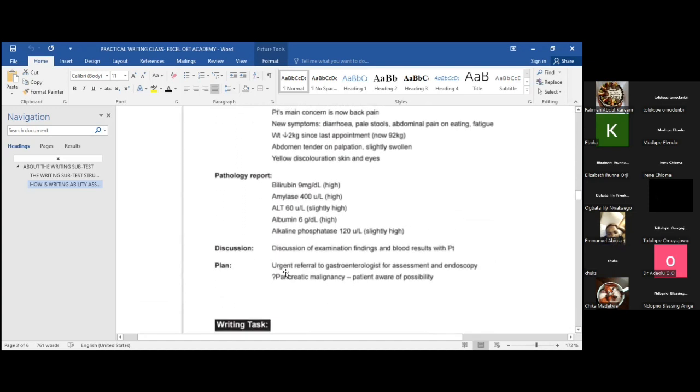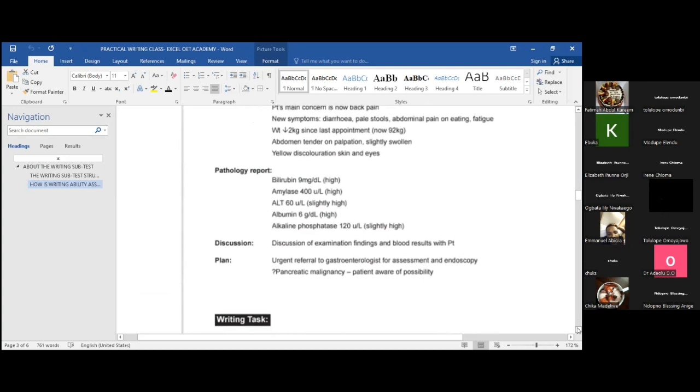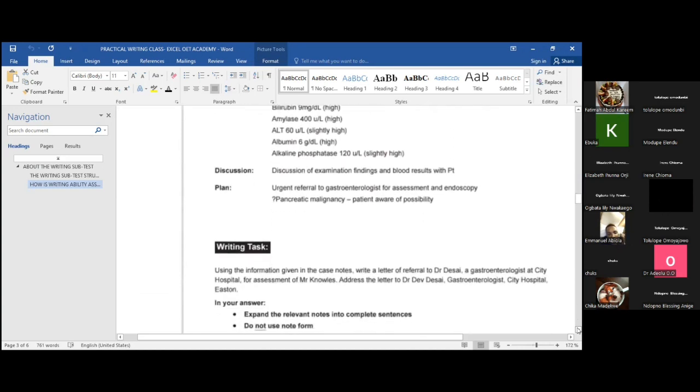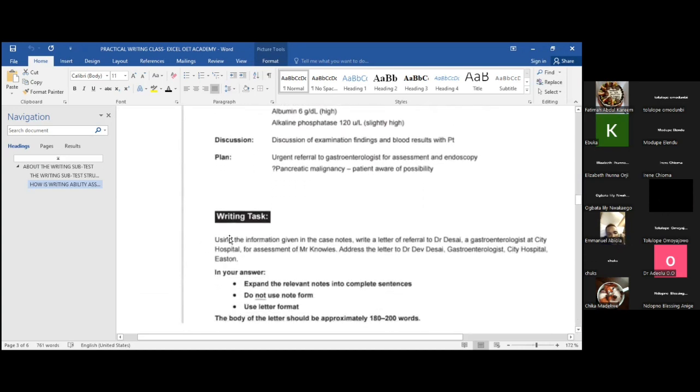Now let's look at this together. Look at this ending part. The ending part is showing me the writing task. Let's read in our mind. But then let me read it out. Using the information given in the case notes, write a letter of referral to Dr. Desai, a gastroenterologist at City Hospital, for assessment of Mr. Knowles. Address the letter.